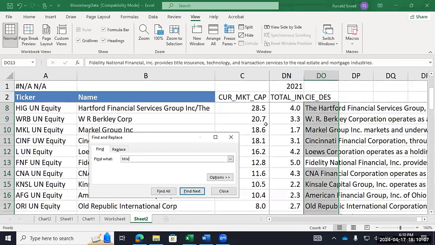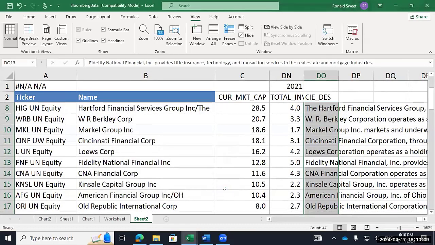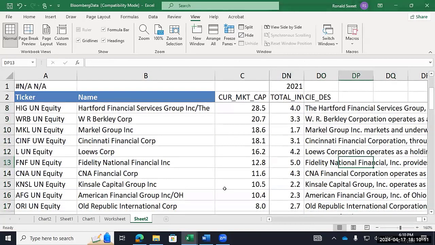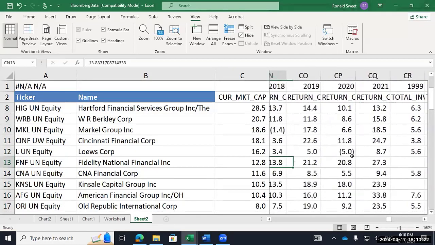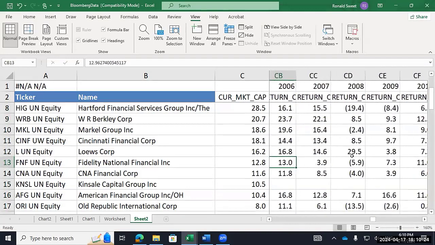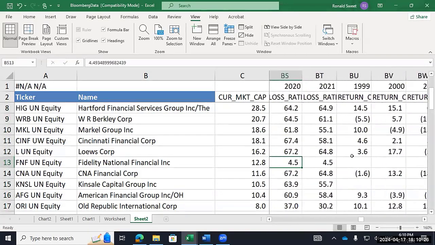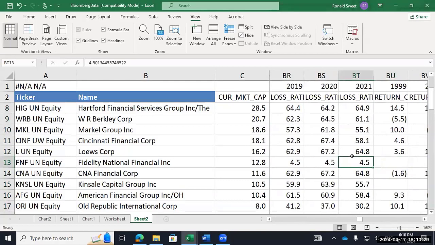So there's a Fidelity title company. But the title might not be all that they do. It says provides title insurance, technology, and transaction services to real estate. So that looks like it's a pure title company. Go over to their loss ratio. Look at that. Does that look like a title company?